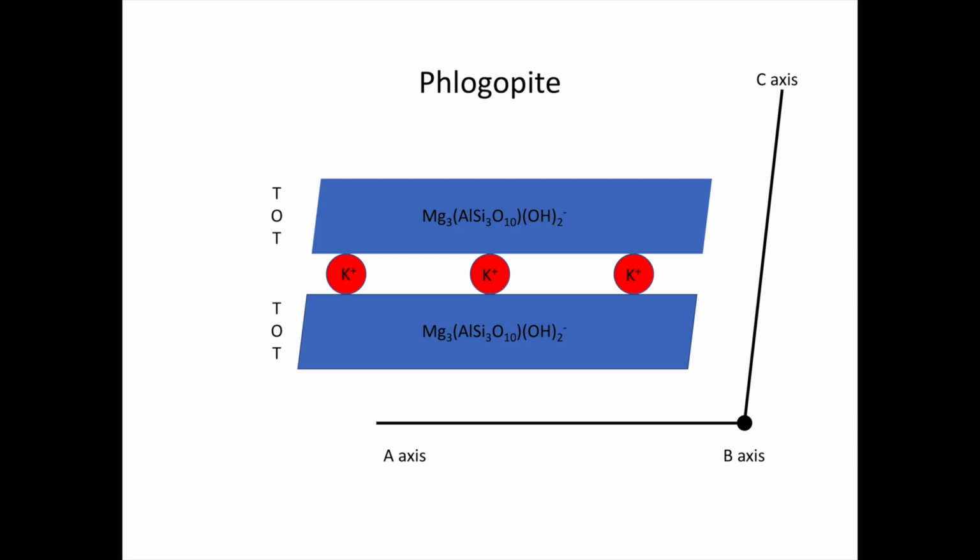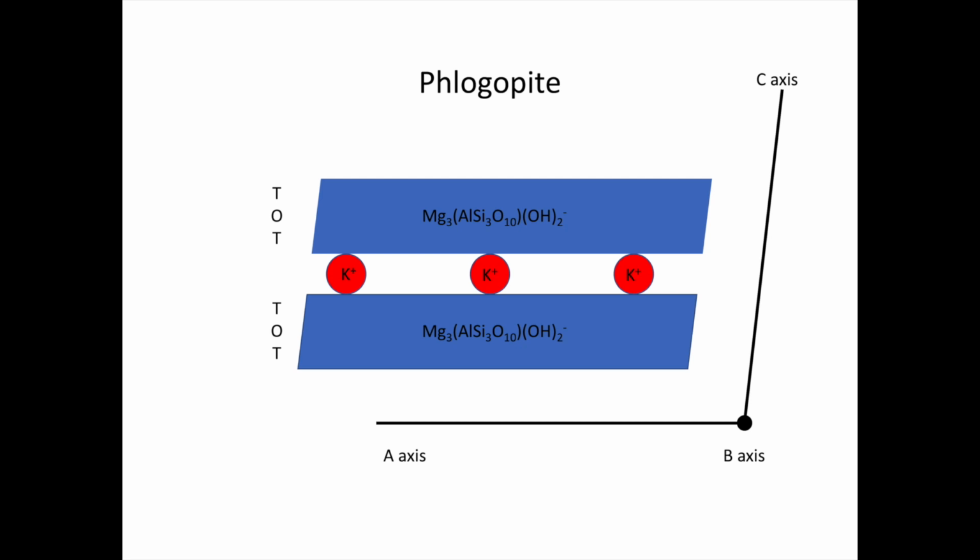Thinking of the TOT layers in our Phlogopite as a parallelogram is actually quite a significant change from thinking of them as rectangles. This means the angle between our A and C crystallographic axes will no longer be 90 degrees, and the symmetry of our crystal structure will decrease from something that could have been trigonal to monoclinic instead.